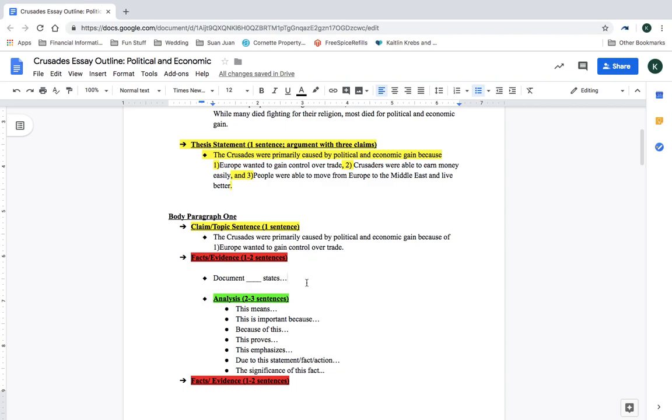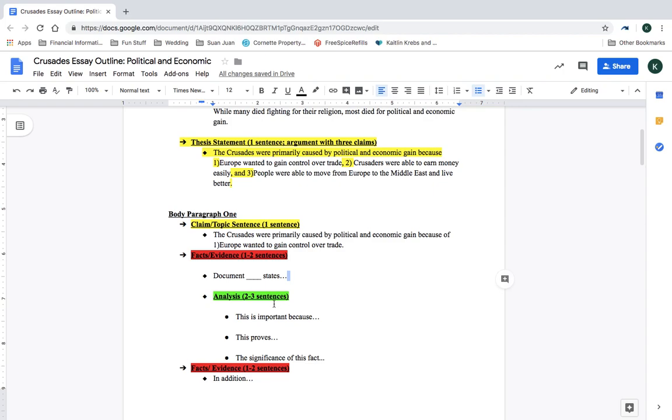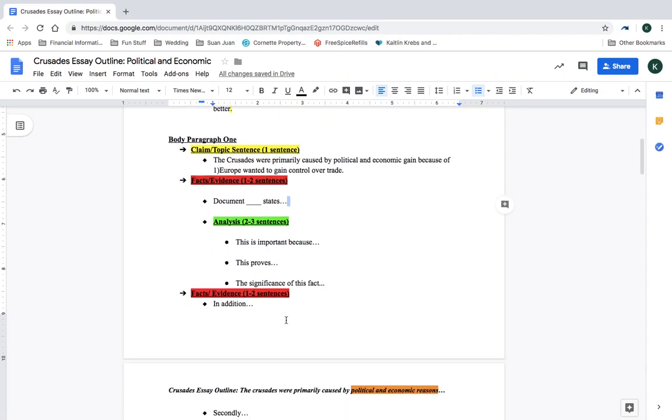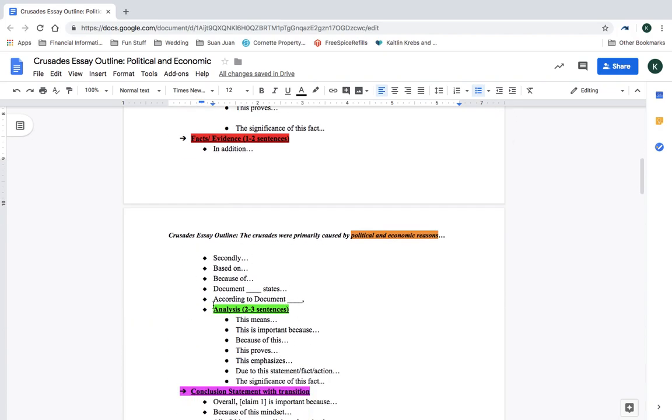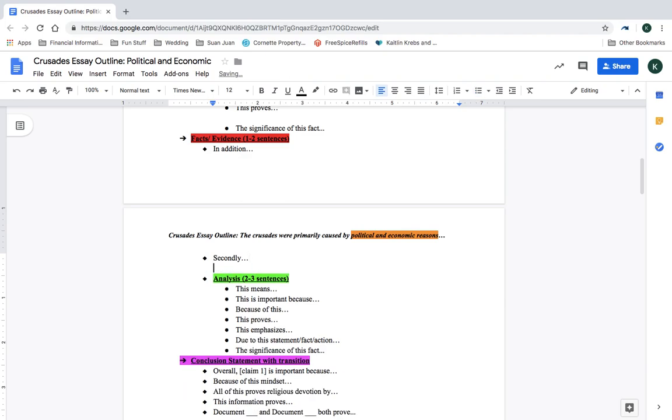After I give a fact or a quote, I then go on, okay, this is important because, that's the sentence I'm going to use. My analysis should be 2 to 3 sentences. So maybe I use this is important because, this proves, and the significance of this fact. So I have 3 sentences that explain why my fact or evidence is important. Once I do this, I do it again. I find a second fact, a second quote from a different document or from the same document. And I choose, okay, overall, secondly, this is what you need to know as well, right?